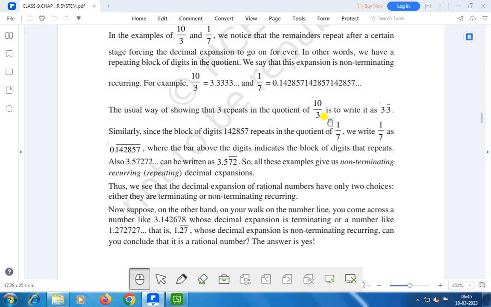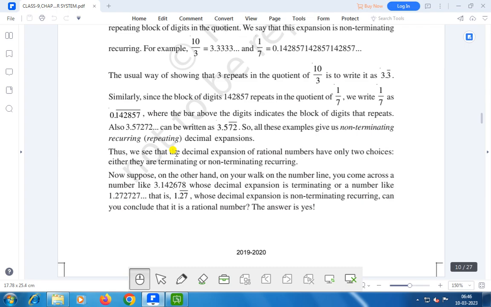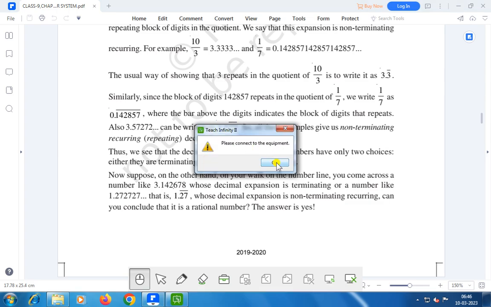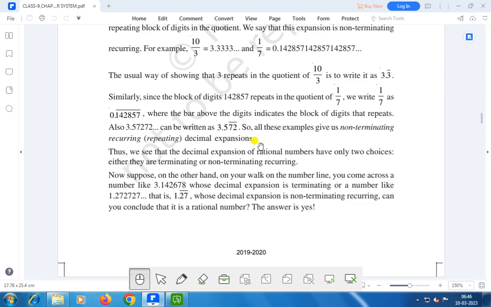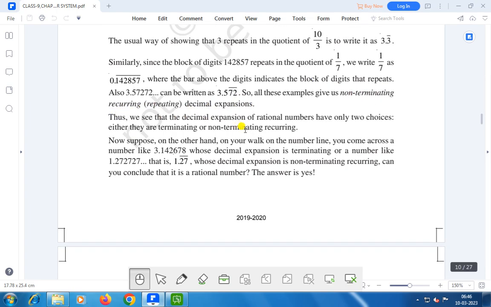The usual way of showing that 3 repeats in the quotient of 10 by 3 is to write 3.3 with a bar. Similarly, since the block of digits 142857 repeats in the quotient of 1 by 7, we write 1 by 7 as 0.142857 with a bar above the digits, indicating the block of digits that repeats. Also 3.57272 can be written as 3.572 with the 72 repeating. So all these examples give us a non-terminating recurring decimal expansion, or non-terminating but repeating decimal expansion.